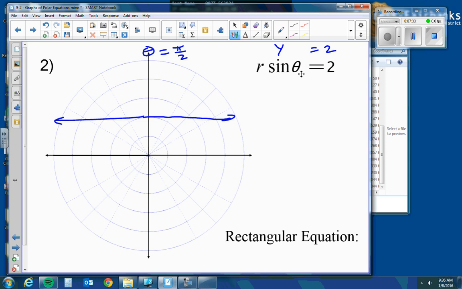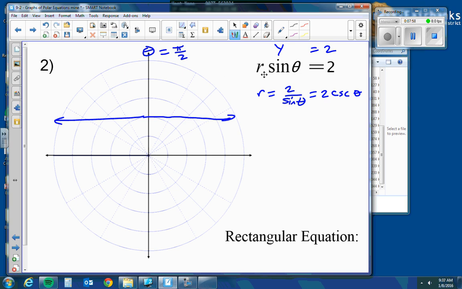Now, the other thing I want you to be able to do is take this equation and write it as r equals. Well, you just divide by sine, you get 2 over sine. But we wouldn't write it like that. We'd write it as 2 times what? Secant or cosecant? Cosecant. So write it like that. You should be able to write it as r equals 2 cosecant theta. But you'll see it both ways.